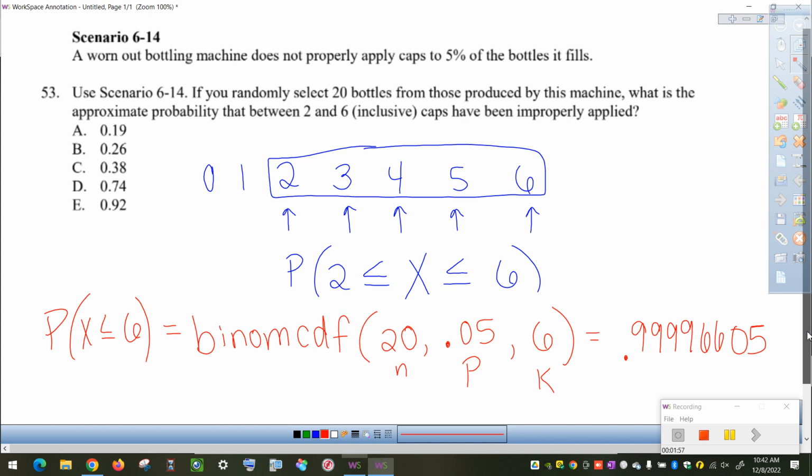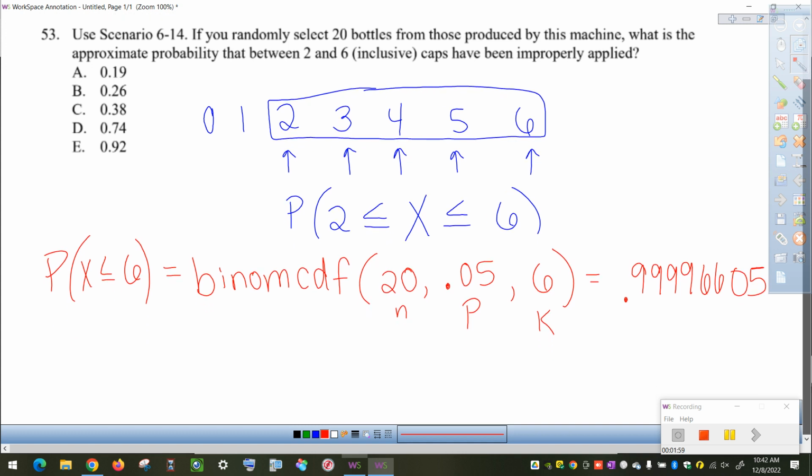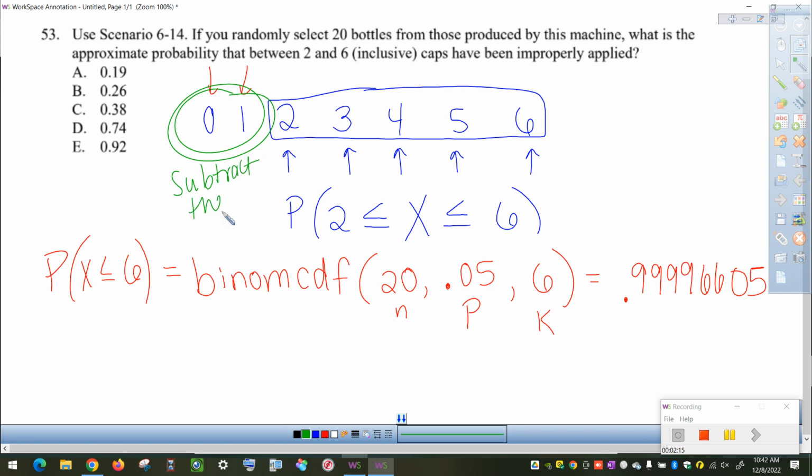Now that's actually including the probability that 0 are improperly applied and the probability that 1 is improperly applied, because it's 6 and then everything below it. So I'm wanting to subtract these out of the answer that we just got.